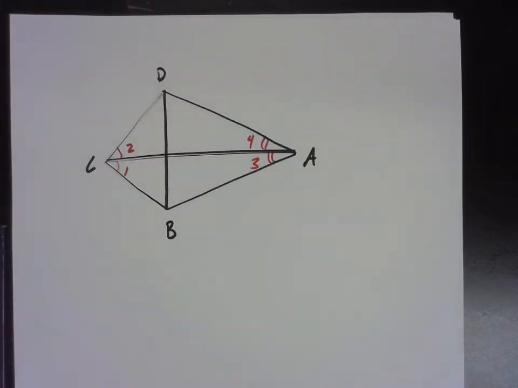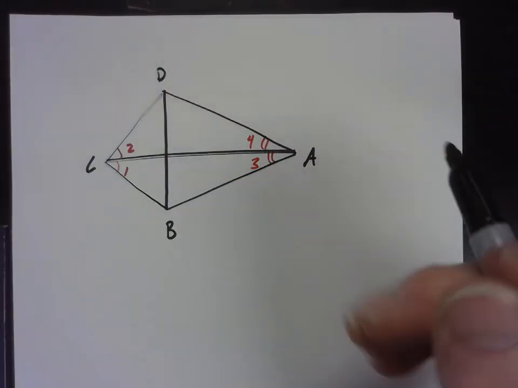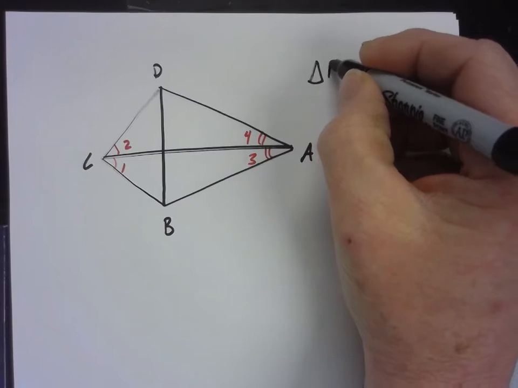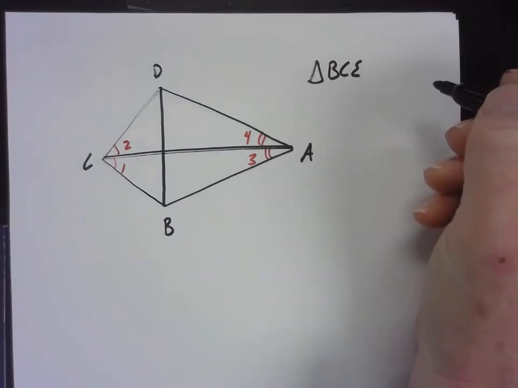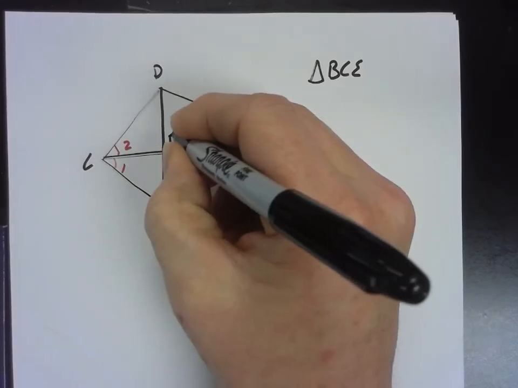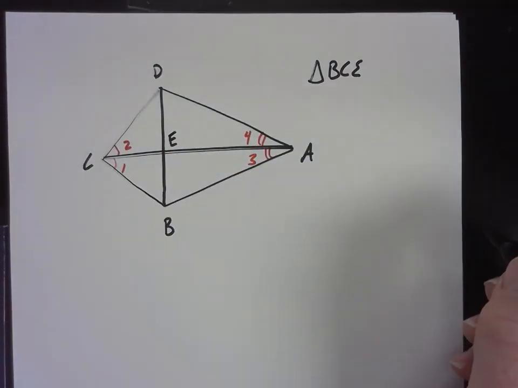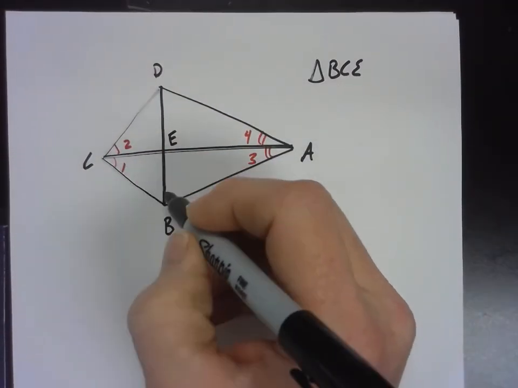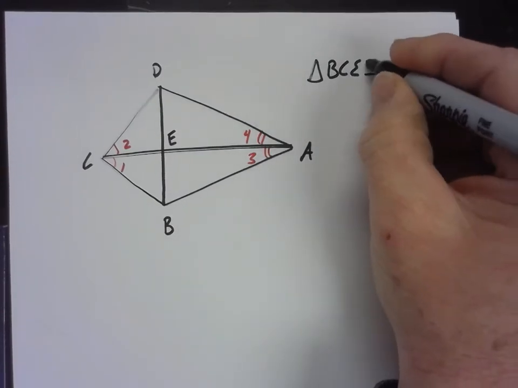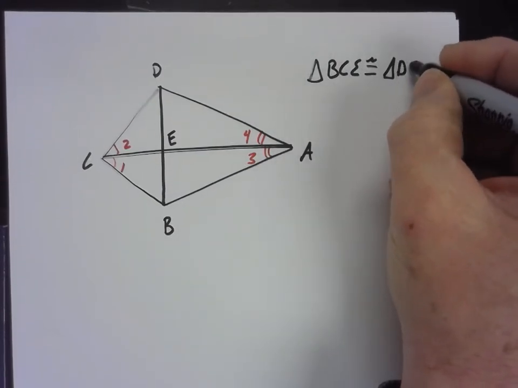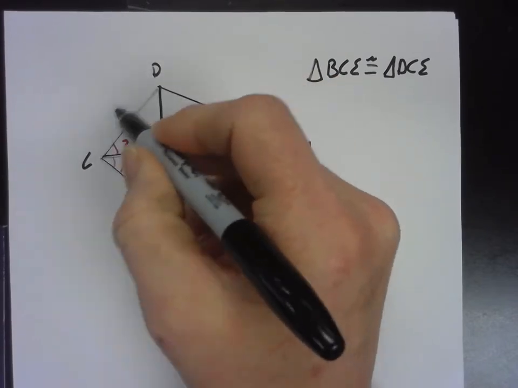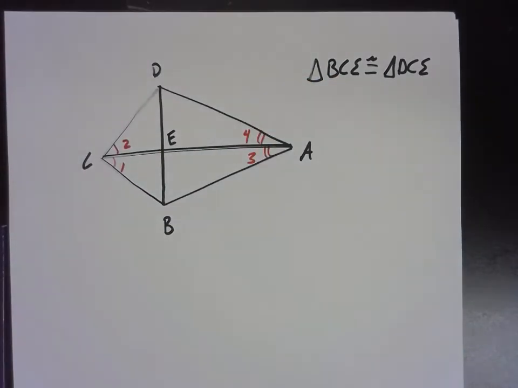So let's take a look at this here that we have. We're given angle 1 and angle 2 are congruent, and angle 3 and angle 4 are congruent. And we're supposed to prove that triangle BCE, can you guys find it? Oh, this is E. See the little triangle? BCE, that little guy, is congruent to triangle DCE, of course, which is this other little triangle. What's the deal with that? How are we going to do that?